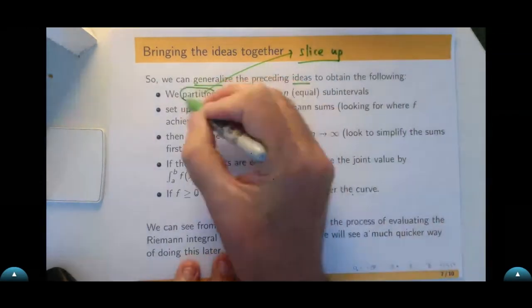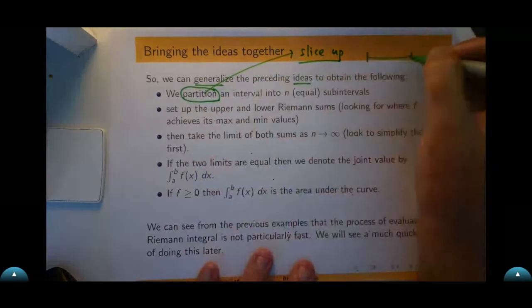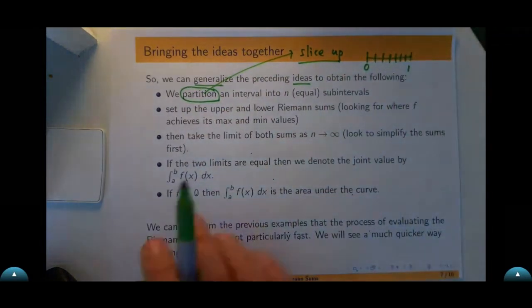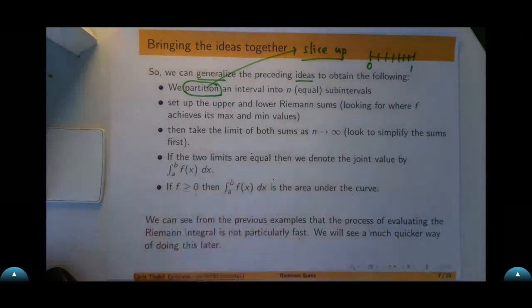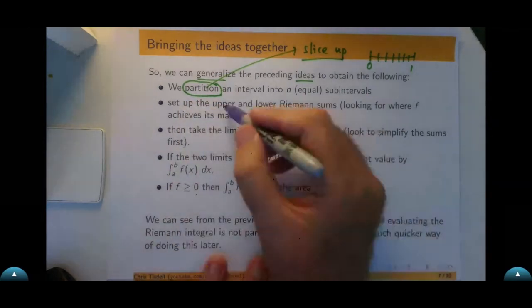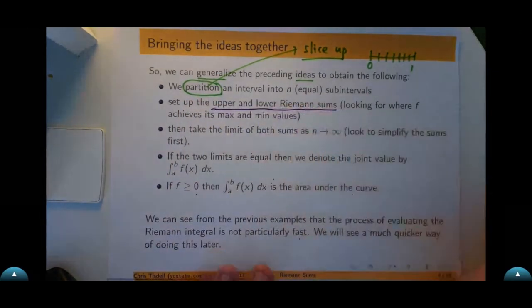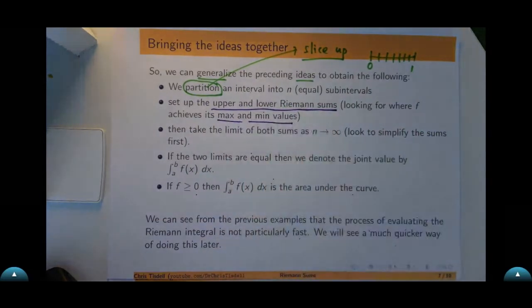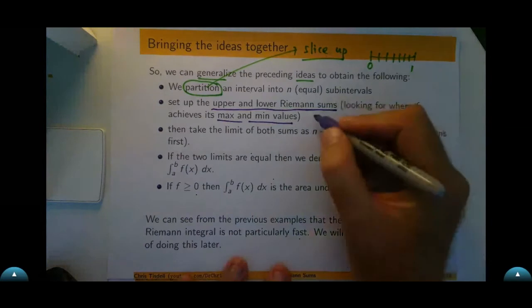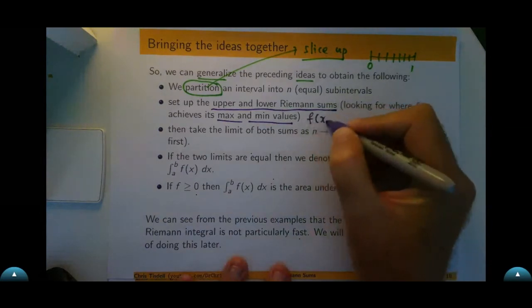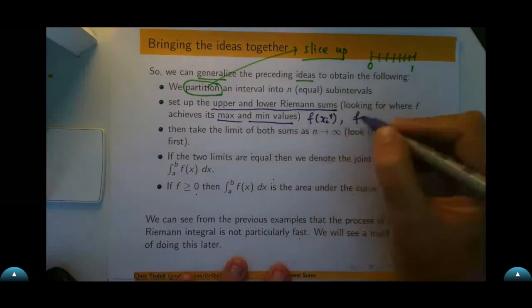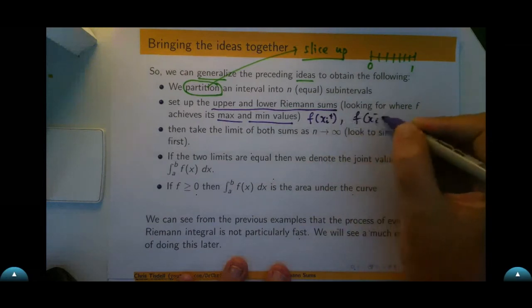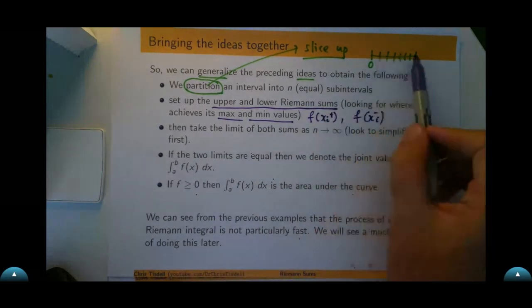Okay, so when you talk about a partition, we're talking about, say, 0, 1, sliced up into little bits, like you're slicing a loaf of bread. You set up the upper and lower Riemann sums, looking for where f achieves its maximum and minimum values. So the maximum is like that, and the minimum is like that, on each little subinterval.